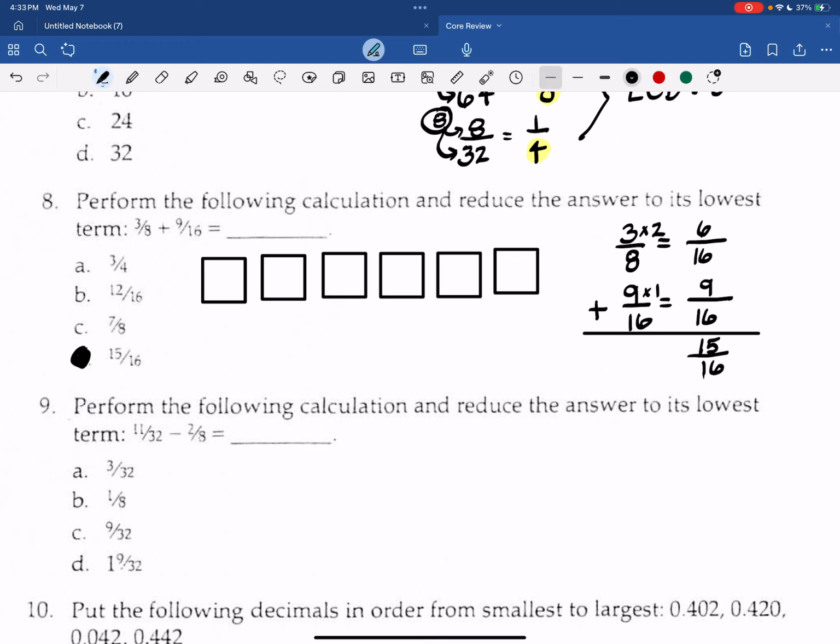On the Casio, the first button you press is always all clear. Just trust me. You need to clear the calculator's memory. Then you will put in your 3 and press the fraction key and the 8, 3/8. Then you will put in your plus sign, and then your 9. Put your denominator in there.